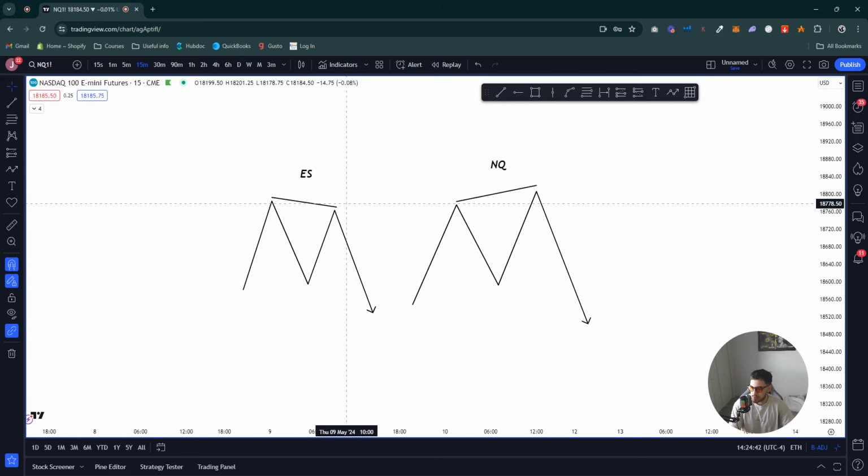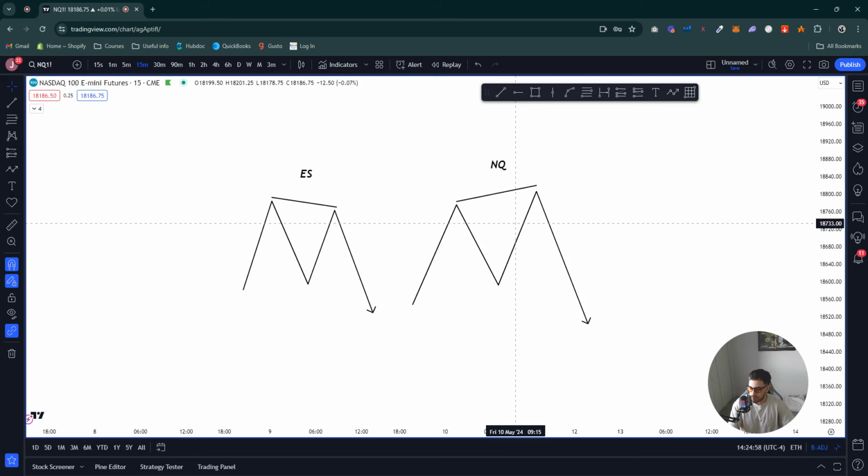You could just trade these two, ES and NQ, since they're the main ones, and the Dow Jones is kind of like the old head index. It's what a lot of older people trade. It's a very old index. It's the Dow Jones Industrial.